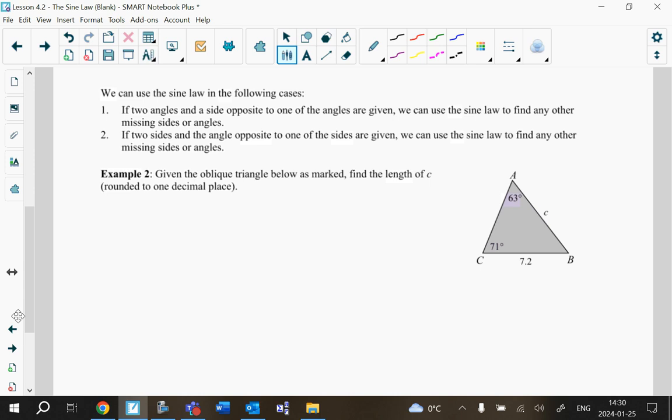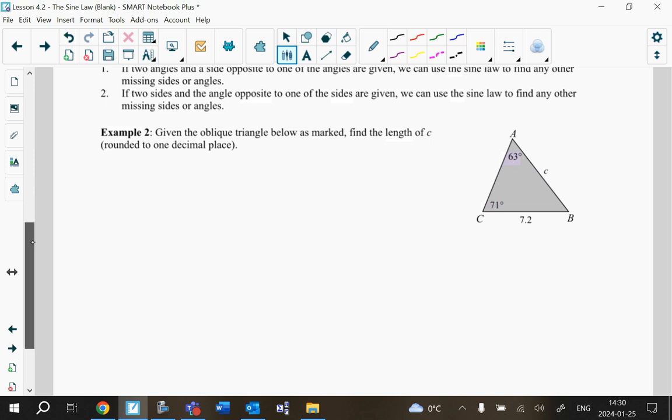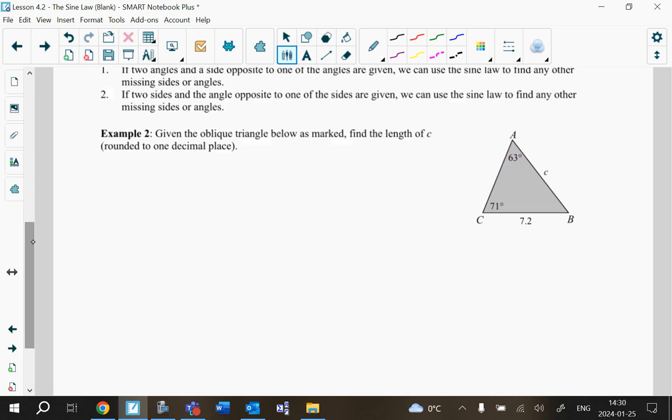Okay. So here's what we do. We want to set up an equation, and basically the equation is going to have a fraction on each side with sines on the bottom. What is a side that you know and an angle opposite that side that you know in this? 7.2, 63, right? So one of my fractions or ratios is 7.2 over sine 63.